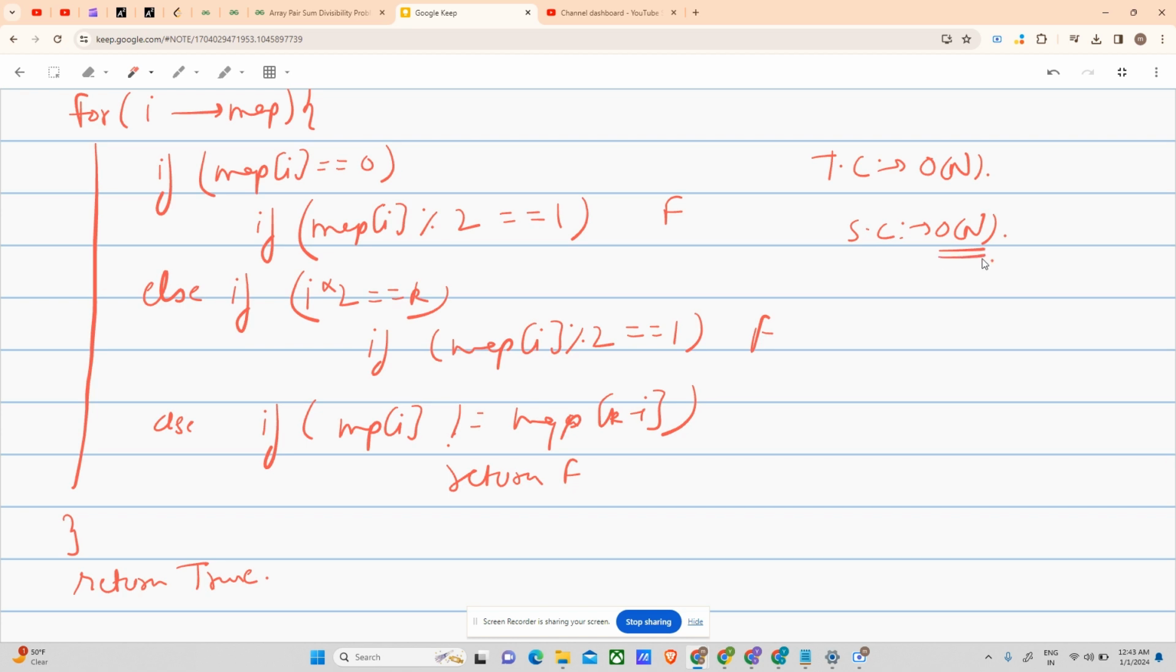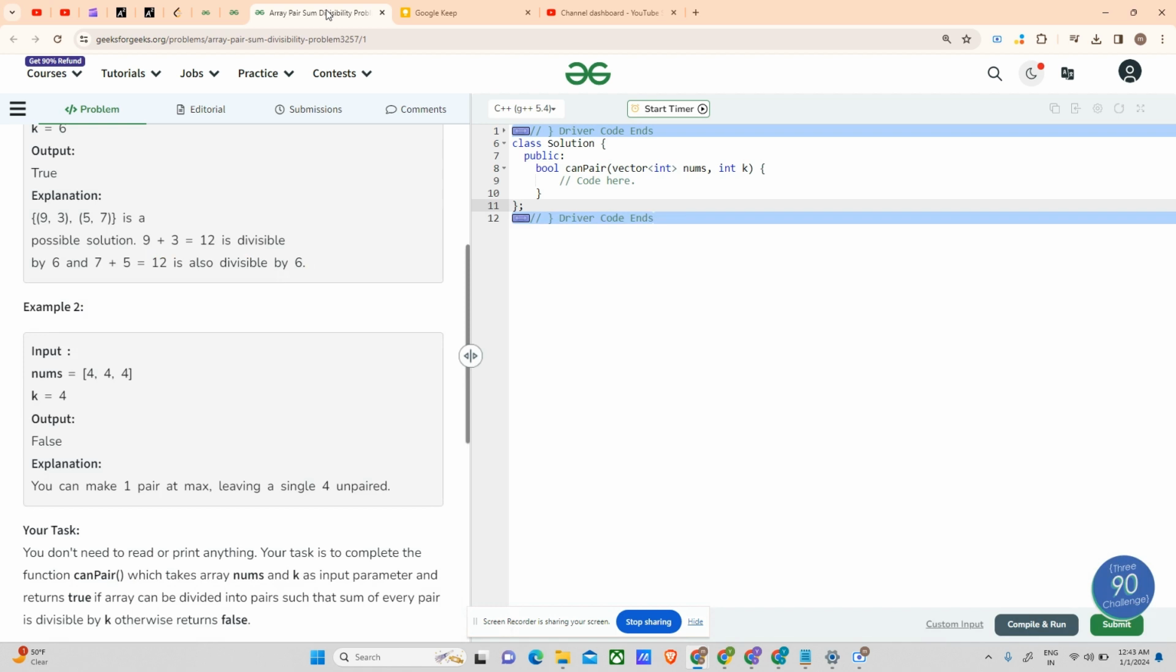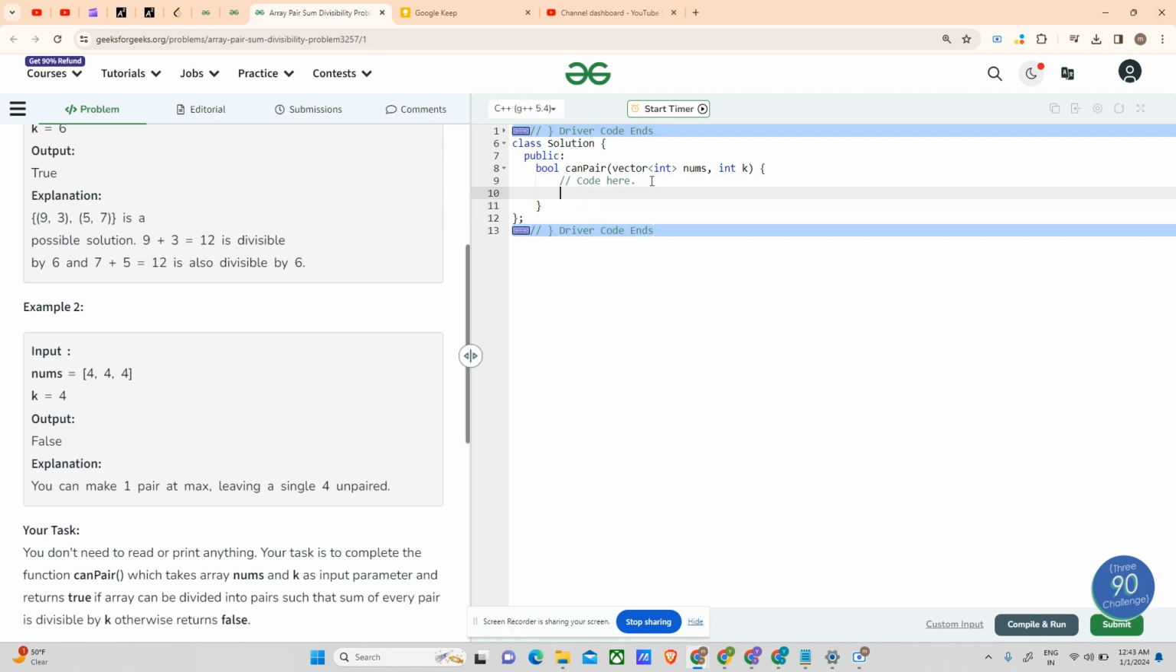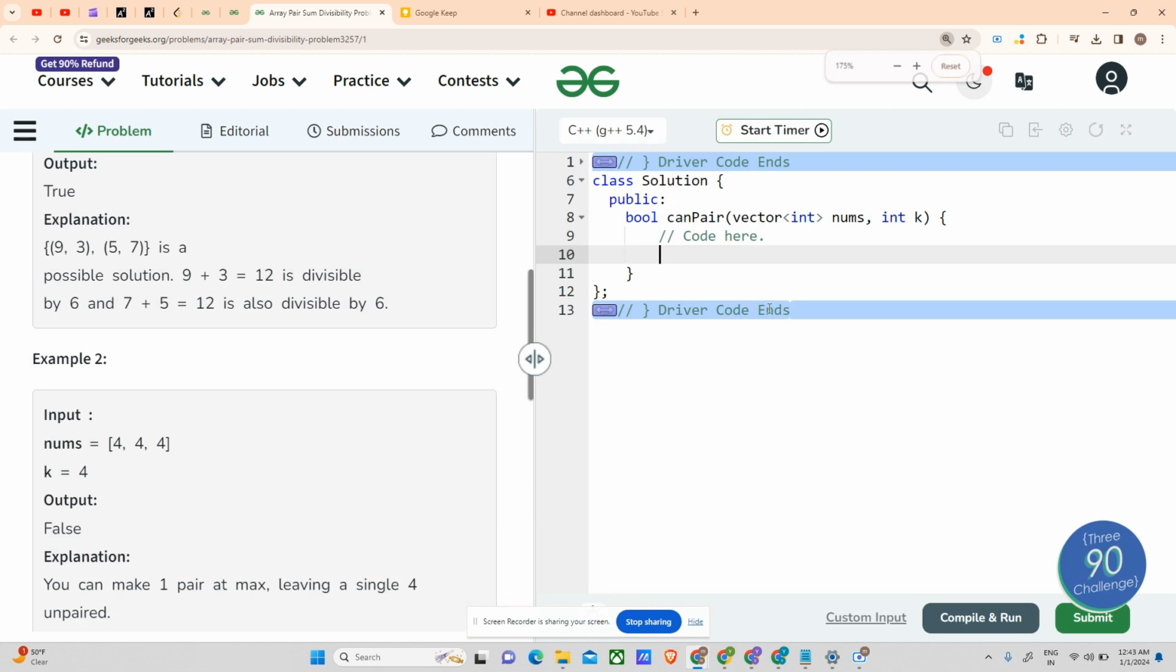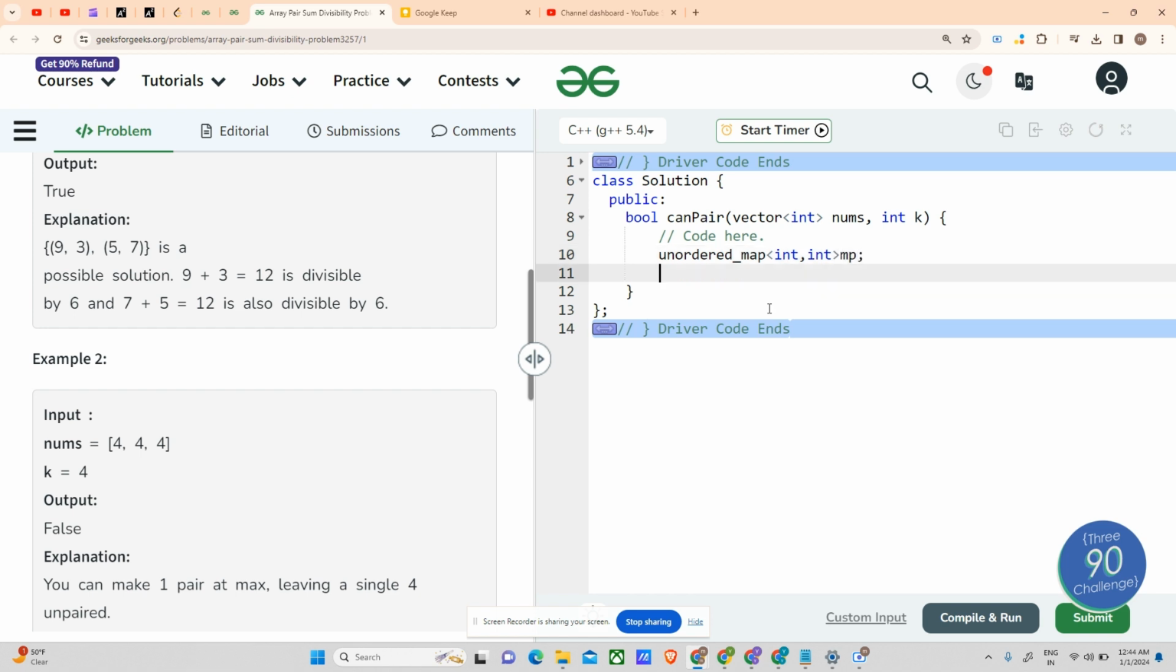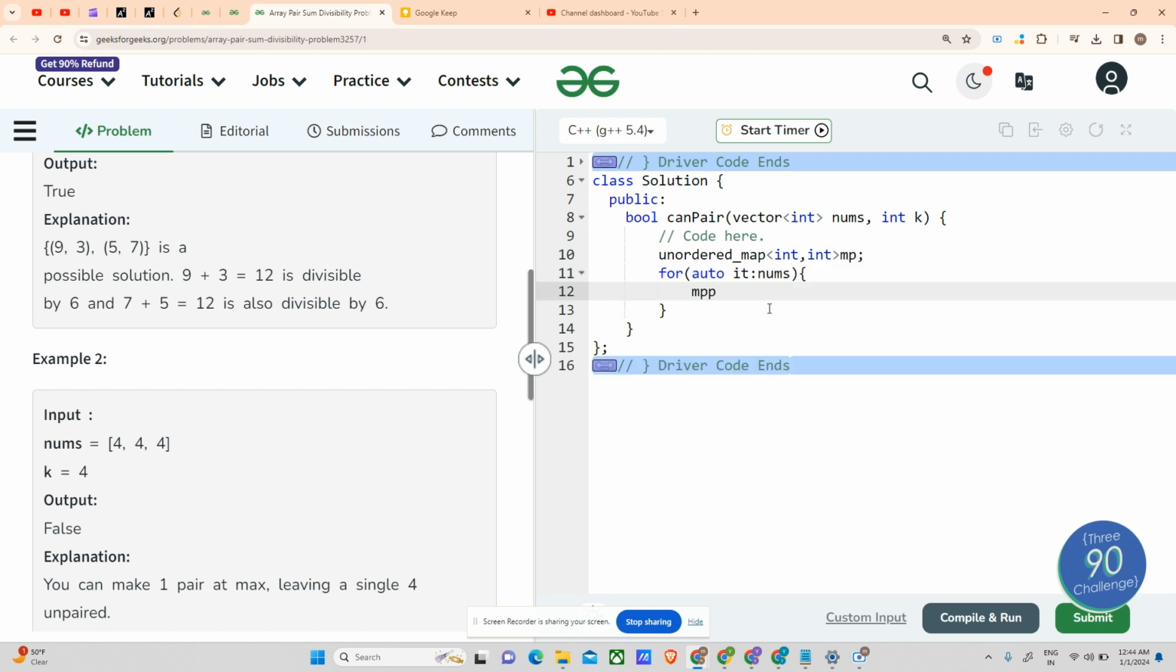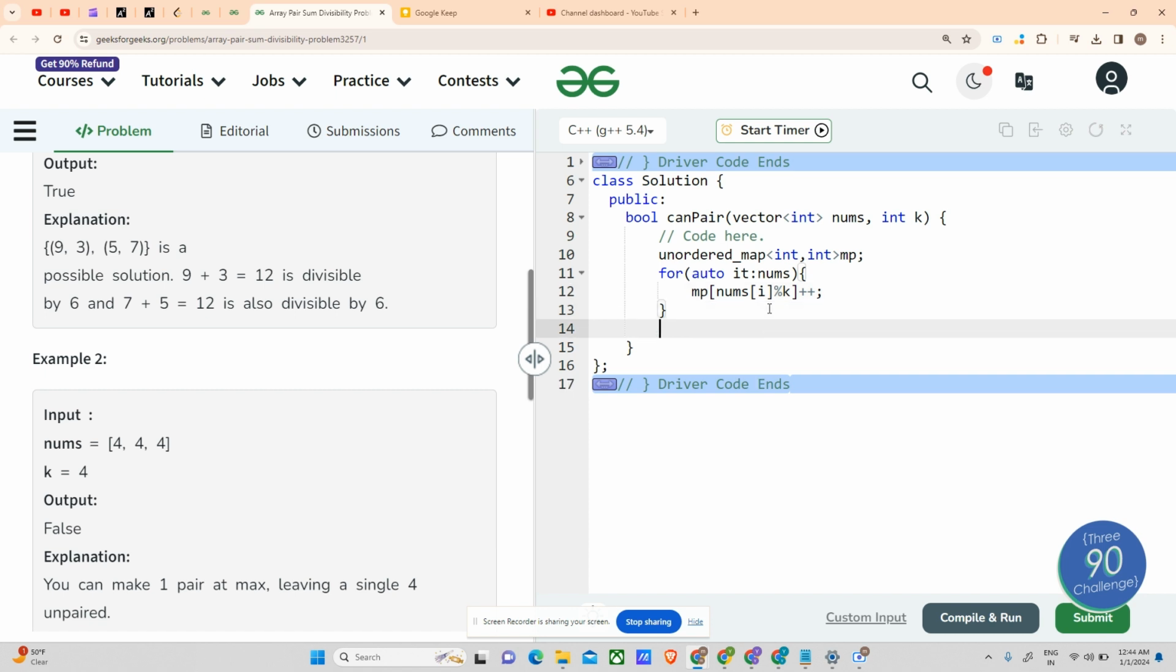Okay, let's code it down real fast. I hope the question and algorithm were clear to you. If at any point you were not able to register what is happening, just leave the timestamp in the comment section. I will surely get back to you. Let me increase the size. Yeah. Now, what did I do? I created a map. Now, for auto it in nums, mp of nums i percent k plus plus, storing the count of the remainders.